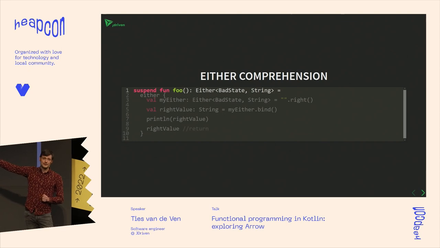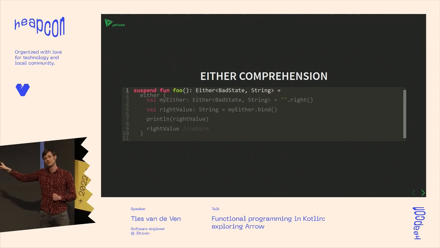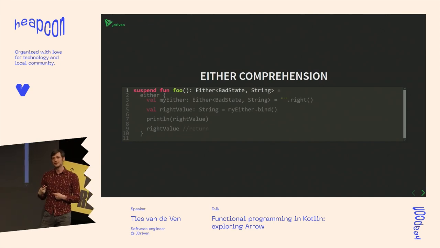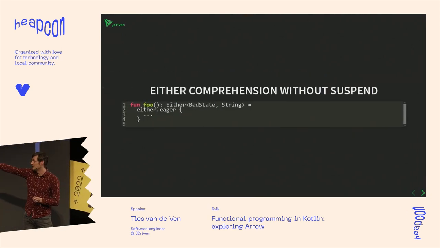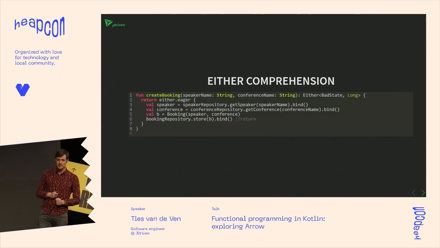You might see that this function is now suspended. That's because Kotlin Arrow uses Kotlin's coroutine framework behind the scenes to do this short circuiting. If you don't want it to be suspended, that's easy. Just use either.eager instead. So how will our service look now once we apply this?